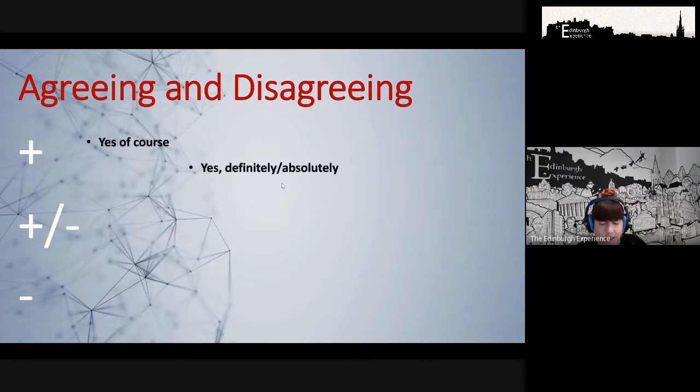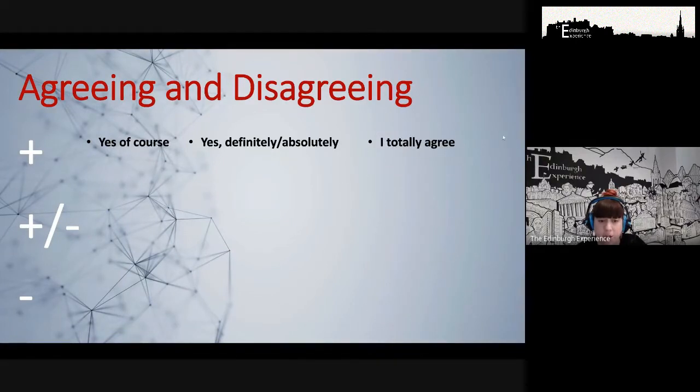Yes, definitely, or yes, absolutely. And you can make even the word agree to say, I totally agree. Right, if I want to use some words in the middle here to agree and disagree, what I mean by that is if I want to disagree with you, but diplomatically or politely, okay, there's lots of nice expressions we could use, right? So I could say I'm not sure about something.